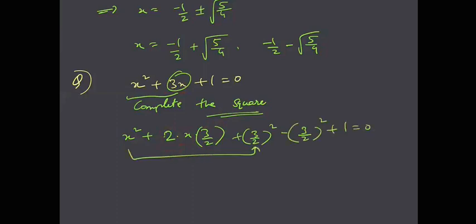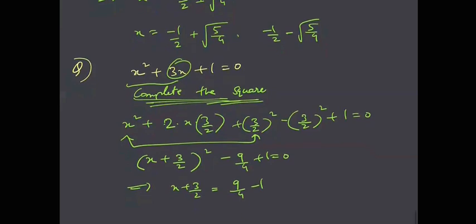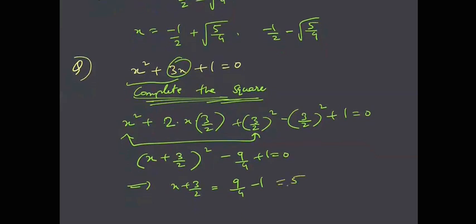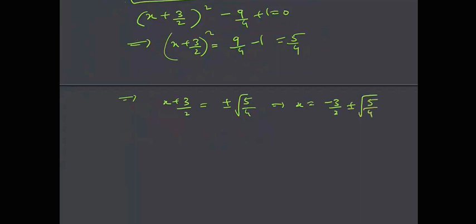And now we have completed the square. That's what we are talking about, completing the square. So this is x plus 3 by 2 whole square minus 9 by 4 plus 1 equals 0. Then I can write x plus 3 by 2 whole square as 9 by 4 minus 1, which is nothing but 5 by 4. So x plus 3 by 2 is plus minus square root of 5 by 4. Then x is nothing but minus 3 by 2 plus minus square root of 5 by 4.